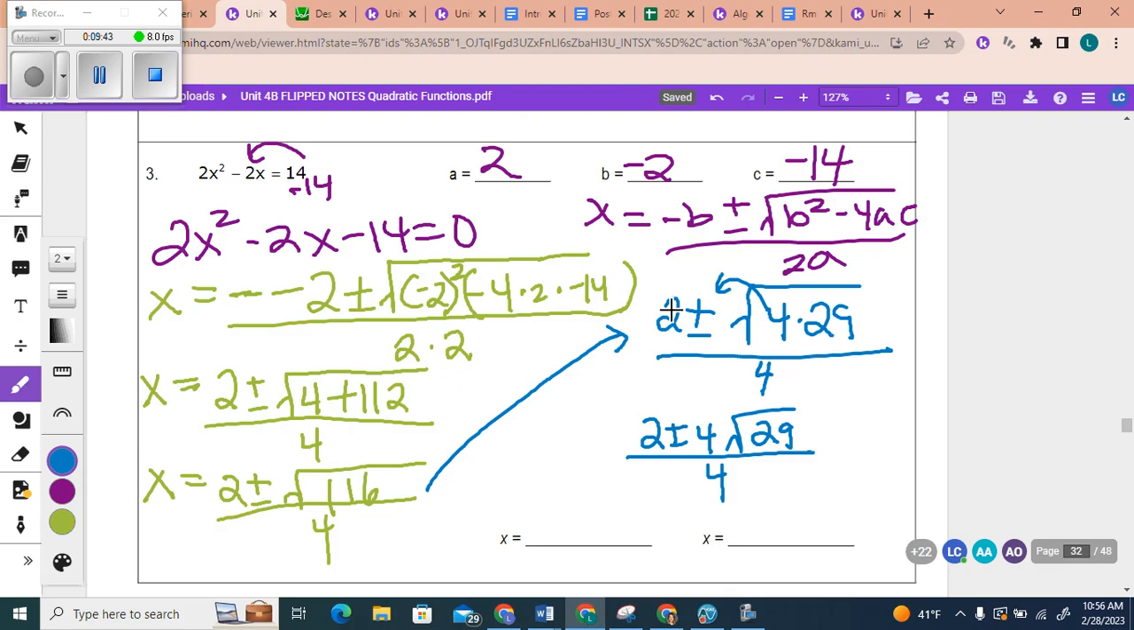Uh-oh. I made a mistake. What did I do? Good. Thank you. Okay. Now, before you break it into 2 parts, you always want to check. Can we simplify any further? Can we take the square root of 29? No. Is there a way to simplify this any further?